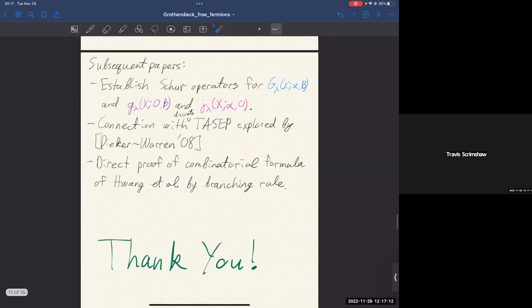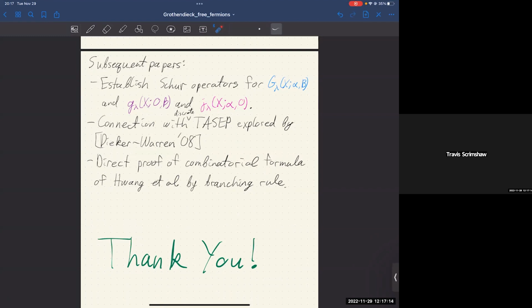And then we'll also give a direct combinatorial proof of the Hwang et al. result by branching down to a single variable. And at that point, we have some analysis to do using the Schur operators, actually. Well, I shouldn't quite say that, but the underlying vector analysis ends up being very similar. So anyways, that's all I wanted to talk about.